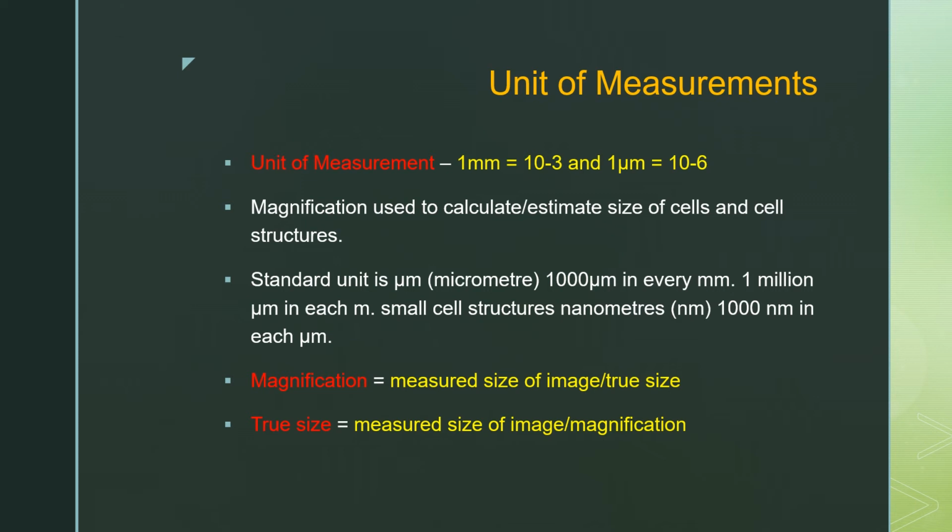Magnification can be found by using the following equation: measured size of image divided by true size. True size is found by the measured size of the image divided by magnification.